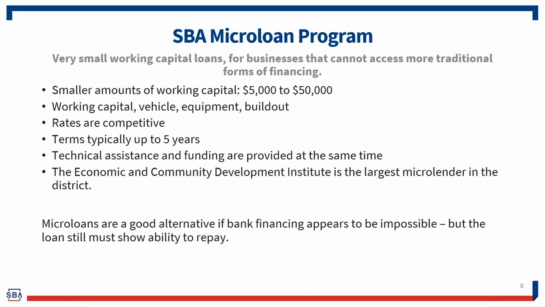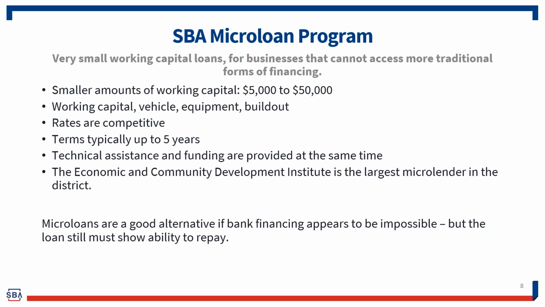Now, the last program I want to mention is the SBA's microloan program. I mentioned this 7A loan insurance program. I mentioned the 504 bond sale program. The microloan program is at the other end of the spectrum. So these are projects that are very small, often so small that a bank isn't even interested in financing them. They're usually working capital deals, but they could be a vehicle or equipment or some build out. Typically between $5,000 and $50,000.